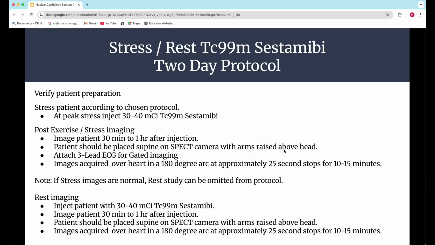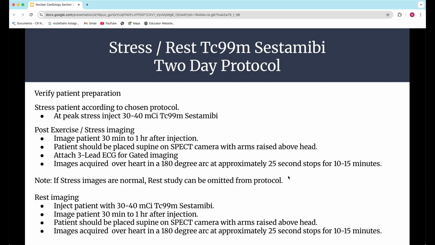Patient is placed supine, arms above the head. We're going to acquire at a 180 degree. You're also going to attach your 3-lead EKG because you'll typically gate these studies. And then this is usually like a 25-second stop that goes for about 10 or 15 minutes. Don't get married to that because it depends on your camera and how your camera works.